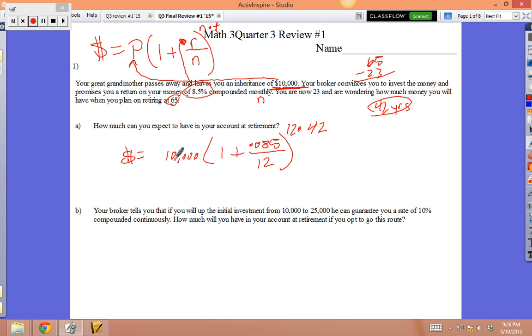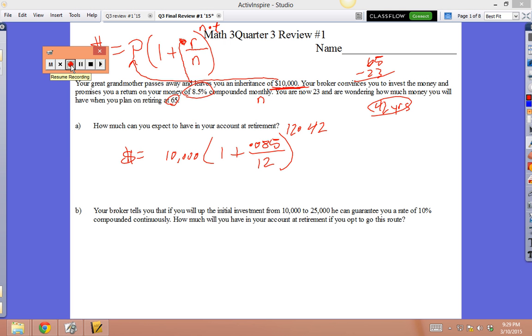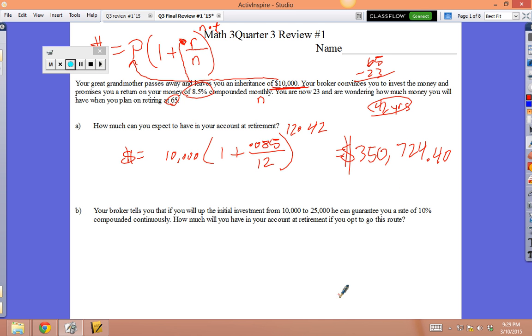So now you just type this in exactly as it is on your calculator, press enter, and it's going to spit out the amount. So I'm going to pause it and calculate it. Okay, that's going to spit out $350,724 and 40 cents. So this is how much money you're going to have at retirement.